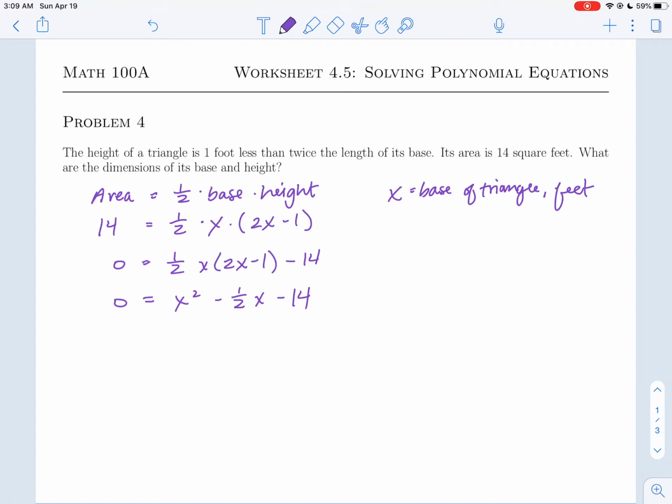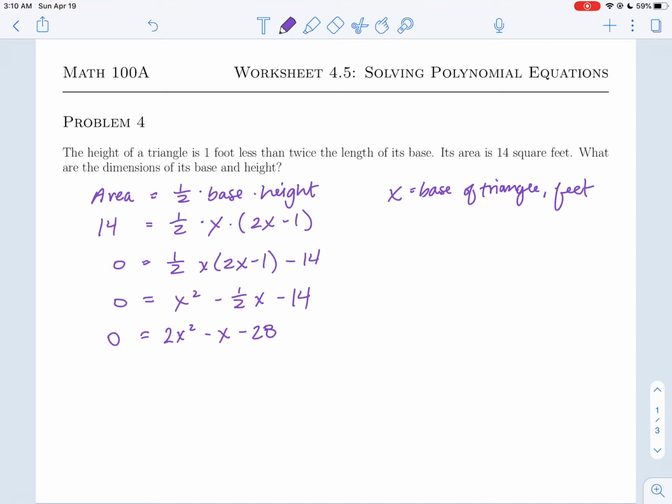What we can do instead, you might remember from solving linear equations of one variable, when we had all those fractions that we didn't want to deal with, we just multiplied both sides of the equation by a number that would get rid of all those fractions. We can do the same thing with polynomials. So here, if I multiply both sides by 2, it'll get rid of that 1/2 and we won't have any more fractions to deal with. So let's start with the left side. 0 times 2, that's just 0 still. And then on the right side, I want to make sure I multiply all those terms by 2. So I have a 2x squared minus x minus 28.